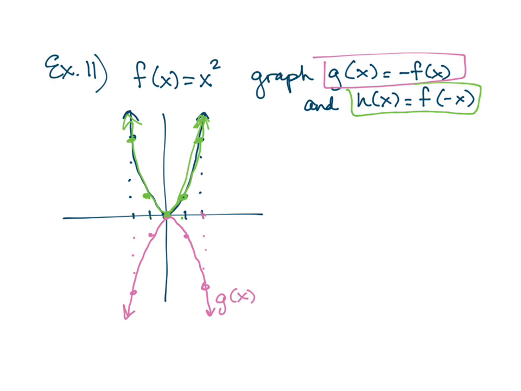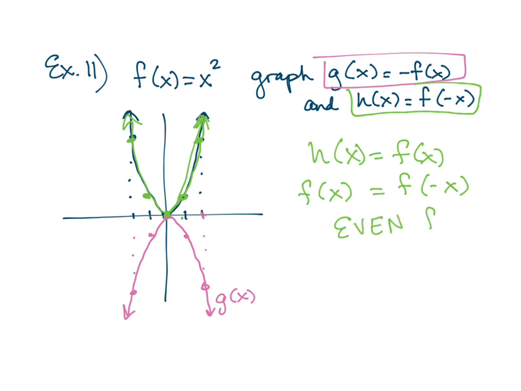Okay, so this brings up a new topic. It's also h of x. So in this case, h of x is equal to f of x. In other words, f of x is equal to f of negative x, meaning I get the same thing on both sides. Whether x is positive or negative, I'm outputting the same numbers. Are you understanding that? We call this an even function.